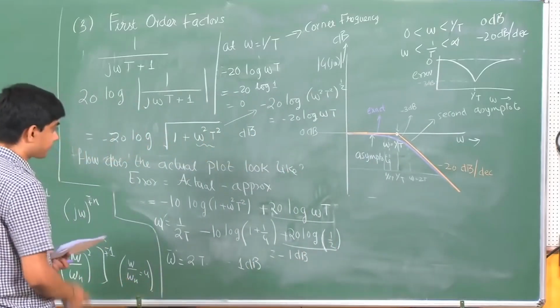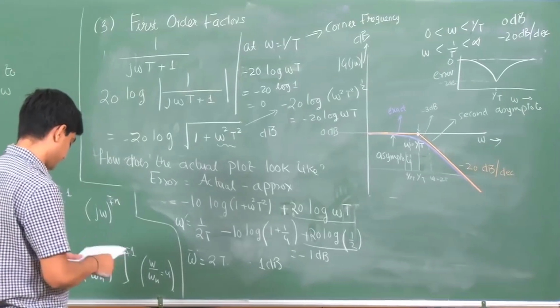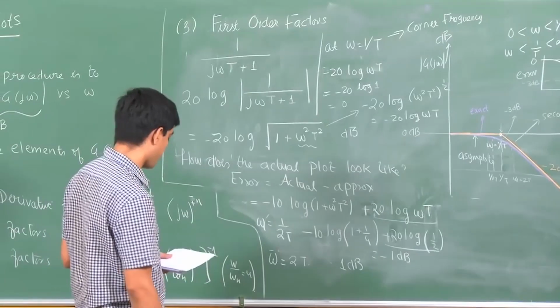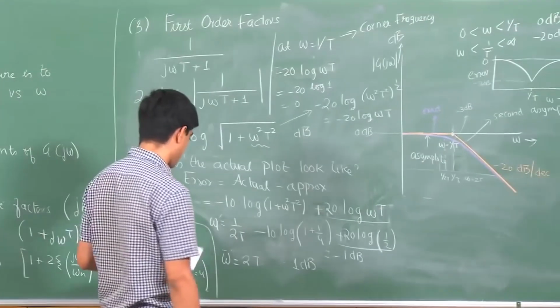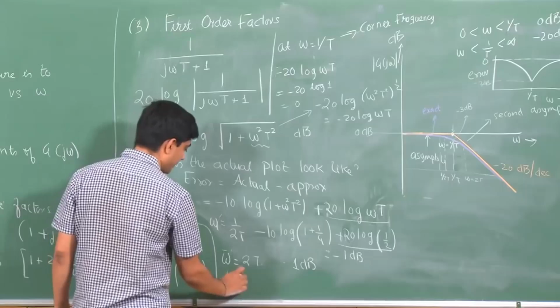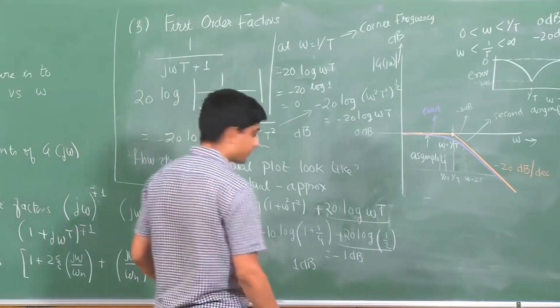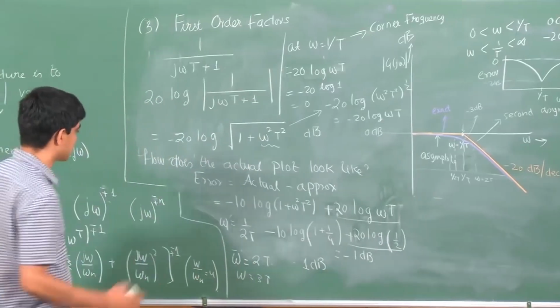So what about the phase here? You can keep doing this for omega equal to 3t and so on, and just compute the errors. That's again a straightforward procedure. So we'll now come back to the phase.